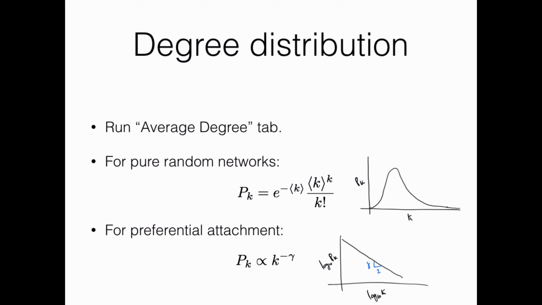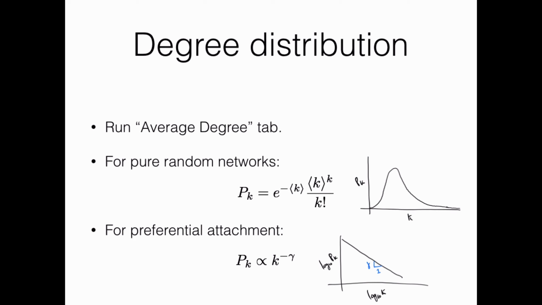Comparing to some classic networks, a pure random network, which would be an Erdős-Rényi network, where you just throw down a bunch of nodes and randomly draw edges between them, is going to end up with a Poisson degree distribution. So that's what you see drawn here.